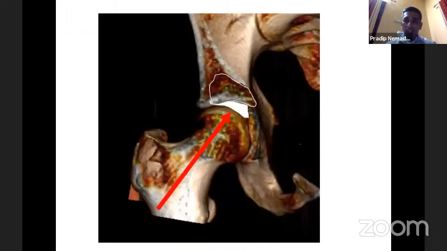But what can happen is that if the subchondral bone is weak, the force transmission to the outer table does not occur, or occurs only after the impaction of this fragment. This is the typical injury that we see in weak or osteoporotic fractures, where the subchondral bone fails, the fragments get impacted, and the head goes in. So that is type one kind of fracture.